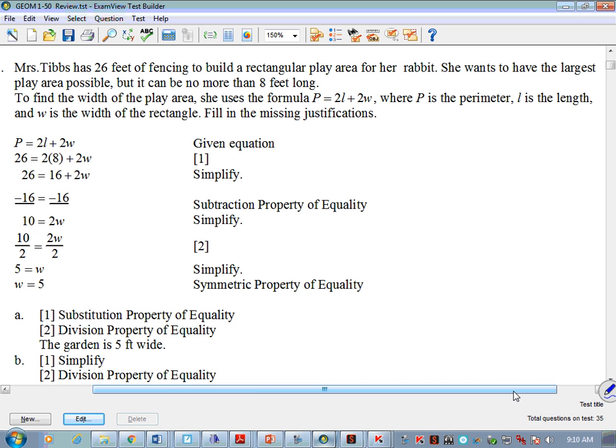So what we want to put in for our reason, we've got our statement on the left, our reason on the right. What have we done in this first step here? What we've done is substitution. I don't promise to have spelled that correctly because I feel like I have too many T's, but it seems right to me. Substitution property of equality, that would work there.